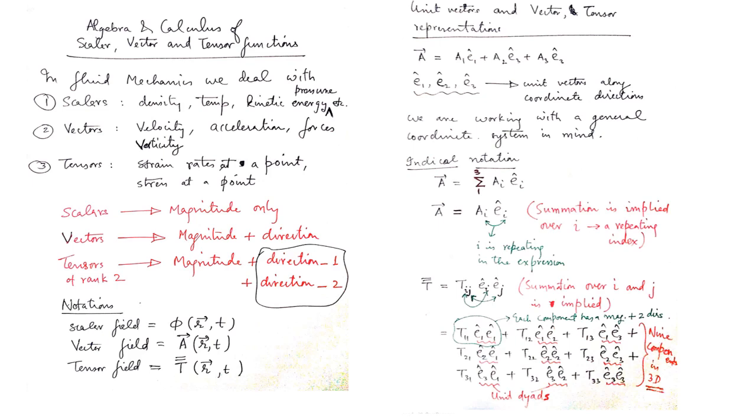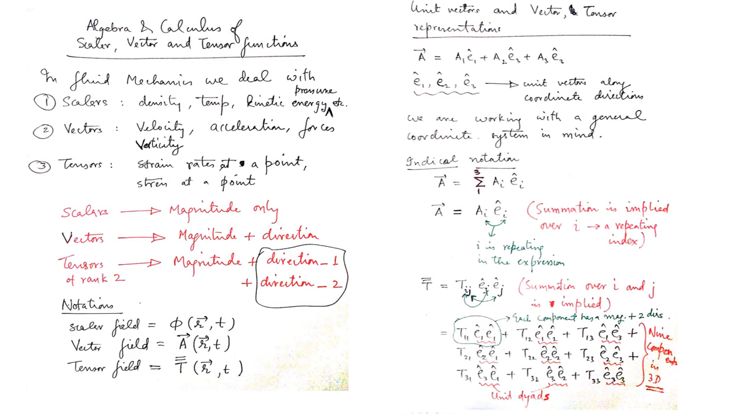Okay, now here comes the real concept behind the indicial notation. This was, by the way, first talked about and widely utilized by Albert Einstein. So we are looking at how we can efficiently write vectors and tensors using this kind of notation. Actually, the summation is not written, but it doesn't mean that the summation is not there, right? Of course, summation has to be there. So summation is implied over i.